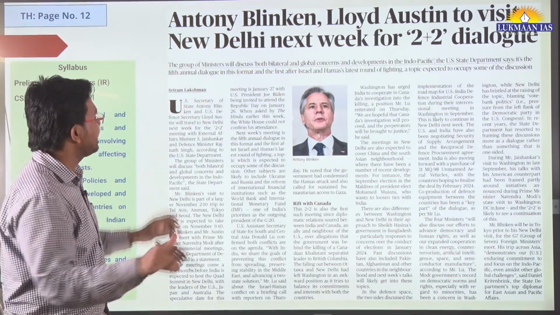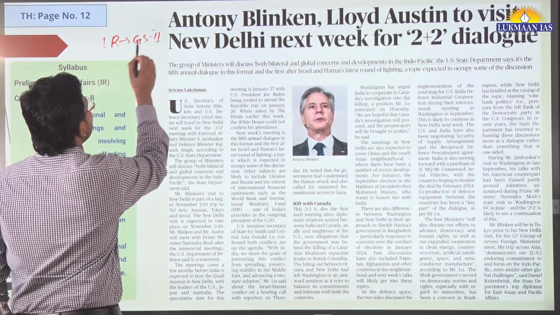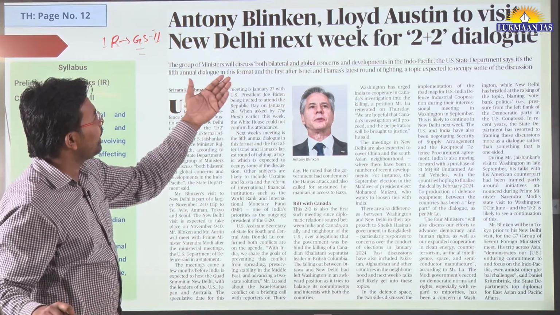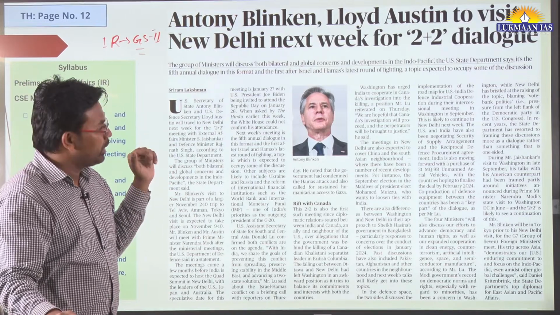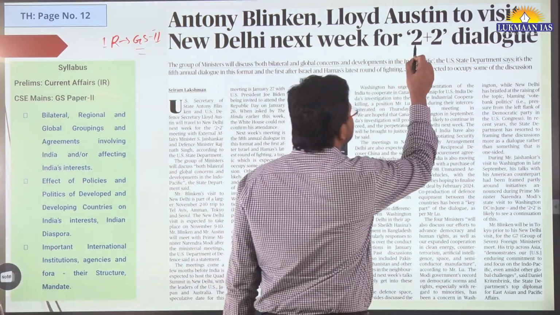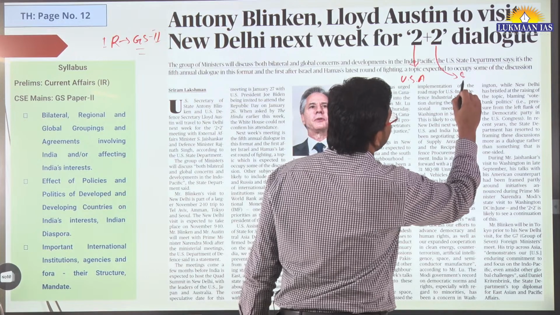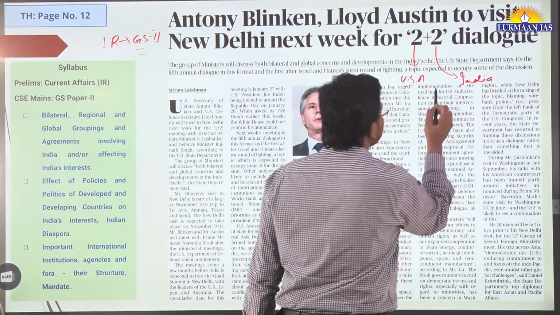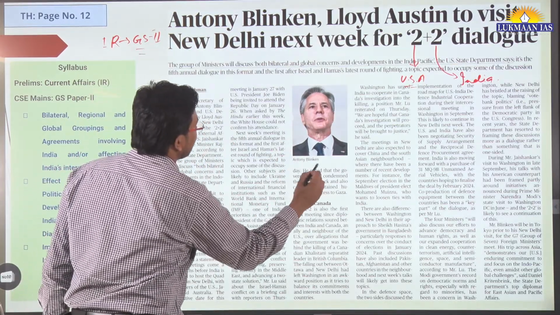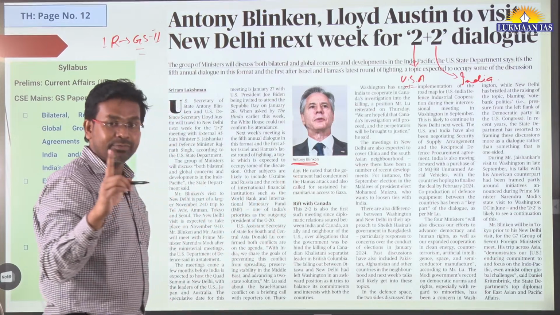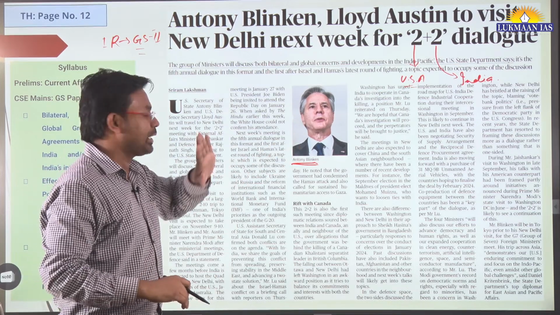Now this is another topic, related to international relations. It's part of GS paper 2. It says Antony Blinken and Lloyd Austin to visit New Delhi next week for 2+2 dialogue. Now 2+2 means 2 persons will come from the United States of America and 2 persons from India. Who are the 2 persons from the USA? One is the US Secretary of State Antony Blinken. Secretary of State means the foreign minister. In India we have S. Jaishankar, who is the foreign minister. His counterpart is Antony Blinken.